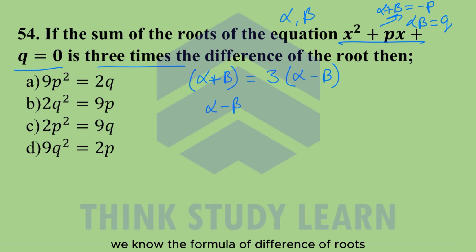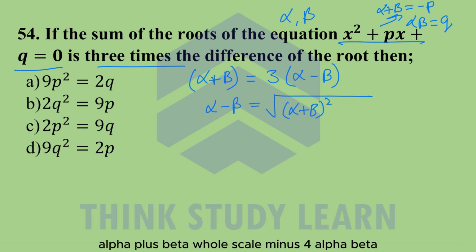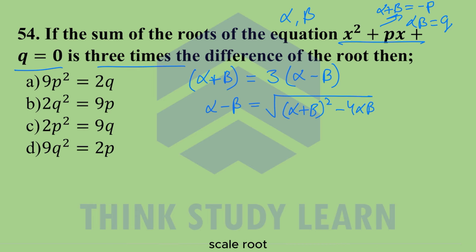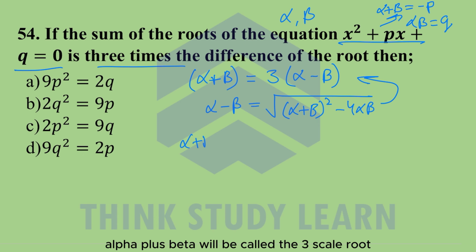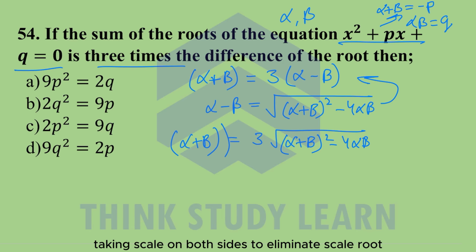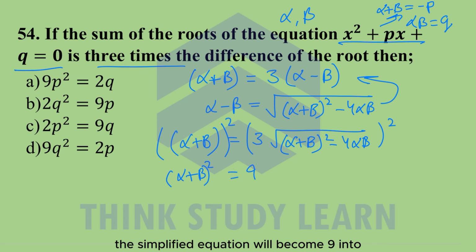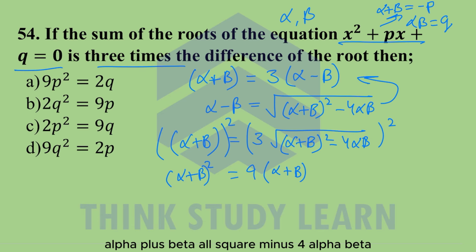We know the formula for the difference of roots: alpha minus beta is the square root of alpha plus beta whole square minus 4 alpha beta. We will put the formula of the difference of roots into the condition. Alpha plus beta will be equal to 3 times the square root of alpha plus beta whole square minus 4 alpha beta. Taking square on both sides to eliminate the square root, the simplified equation will become 9 into alpha plus beta whole square minus 4 alpha beta.